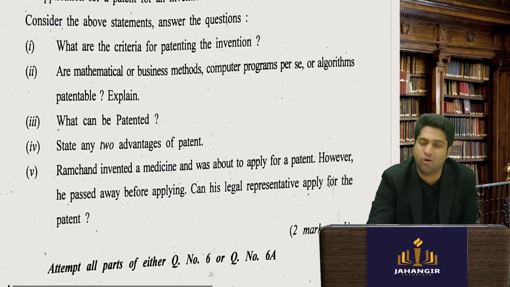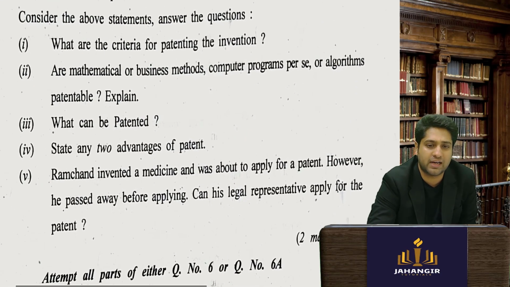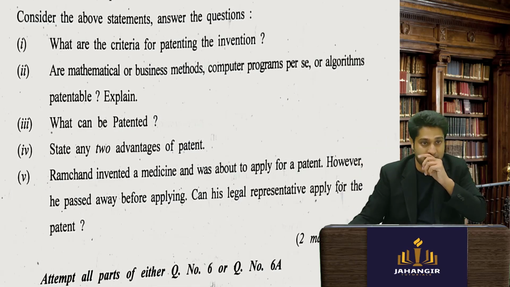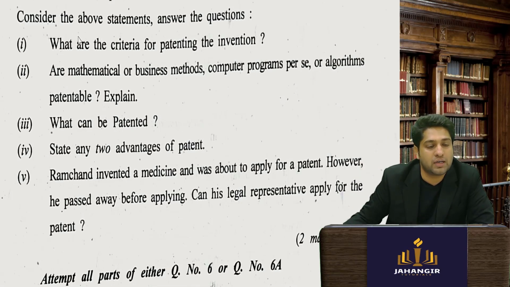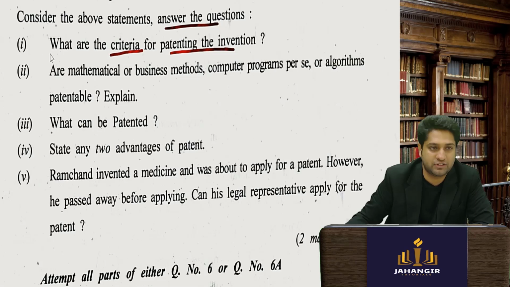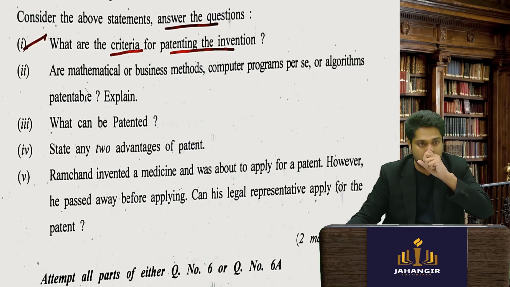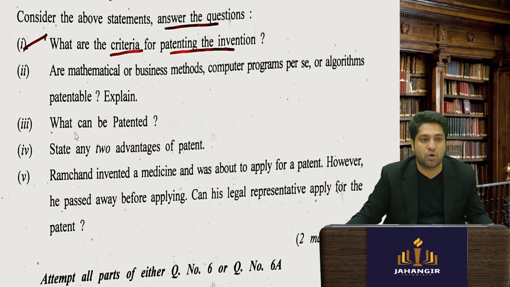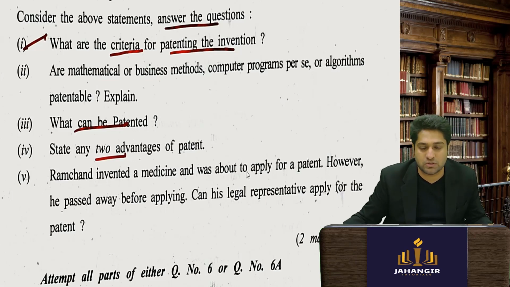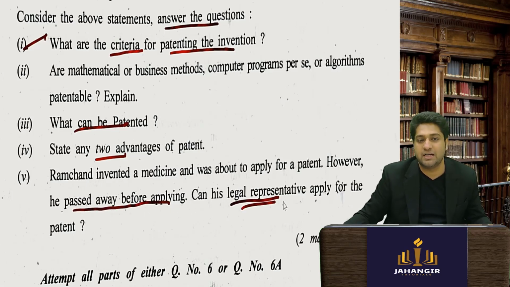Okay, so now I always prefer to directly go into the question and then read the paragraph. So consider the above and answer the following. What are the criteria for patenting the invention? So let's see. Are mathematical methods, then what can be patented, two advantages of patents. And this guy was about to apply for a patent, however he passed away before applying. Can his legal representatives apply?